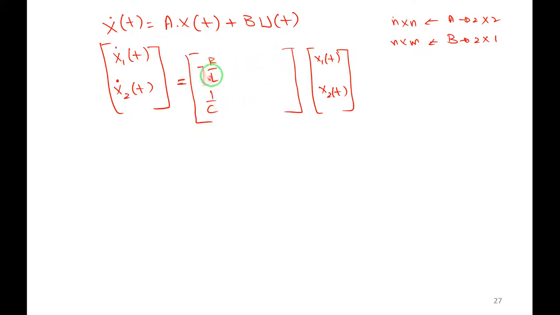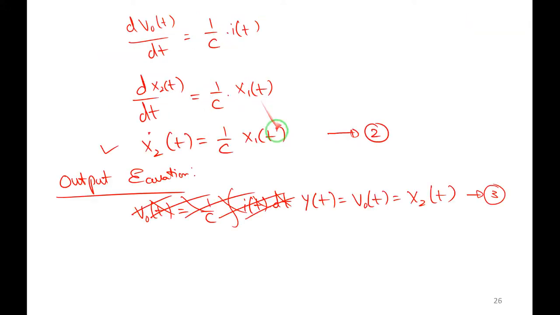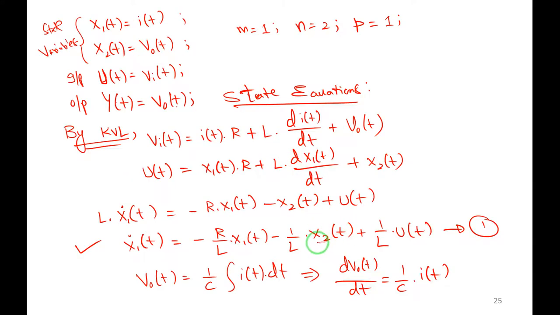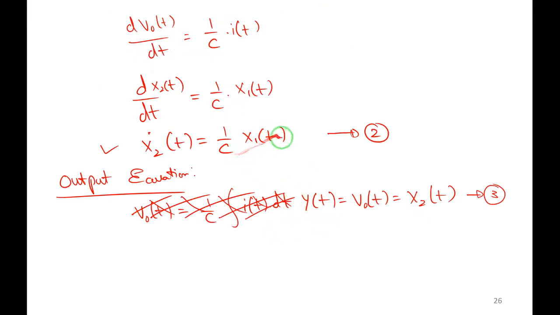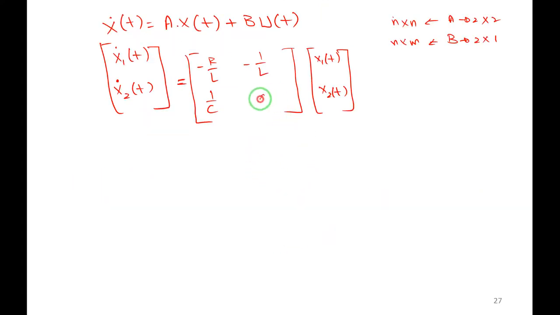Don't write here, because this refers to x1. Next we will write x2. Go to equation 1. What is the coefficient of x2 here? Minus 1 by L. Then observe equation 2. There is no x2 of t, so it is 0. So we came to know how to write down this matrix A.